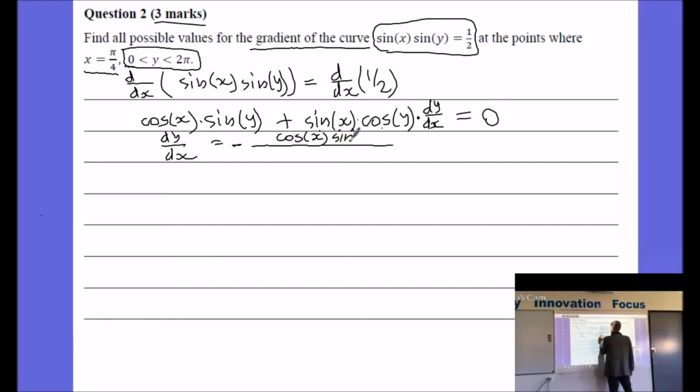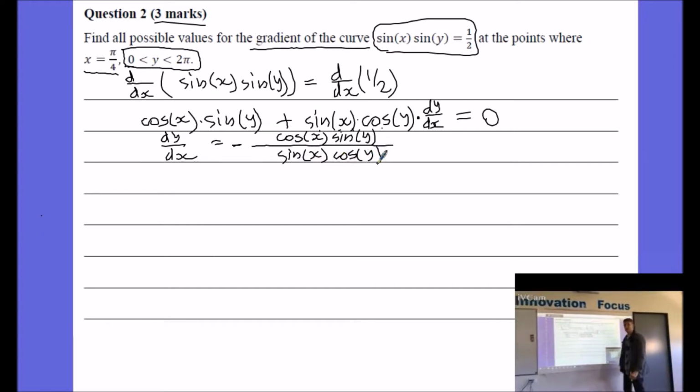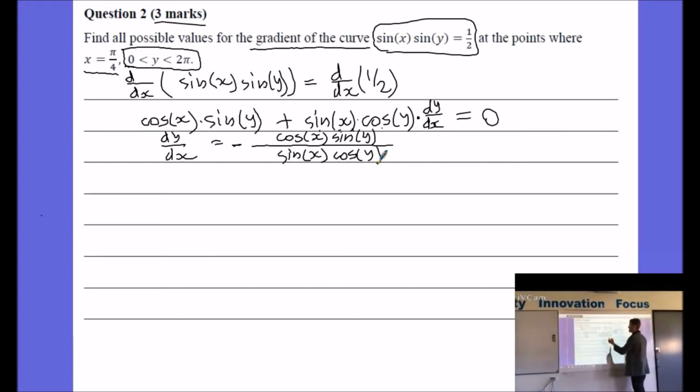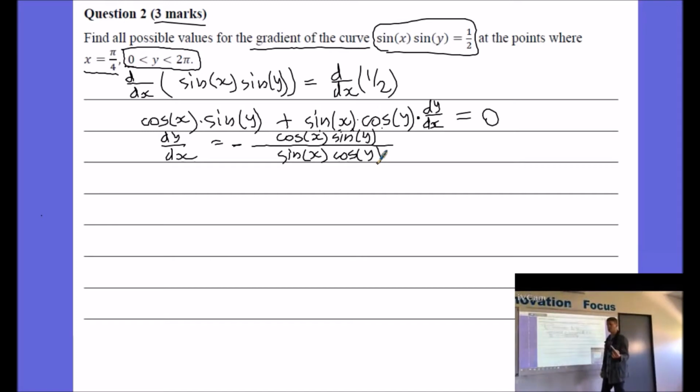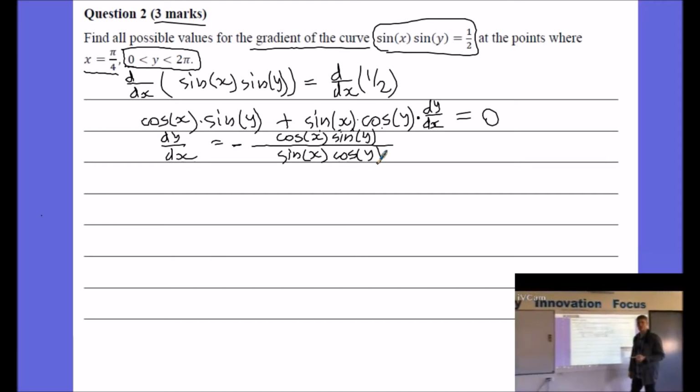Cos of x, sine of y on sine of x cos of y. There we go. Alright. So from there, we want to figure out what are the possible values of this gradient when x is equal to pi on 4.